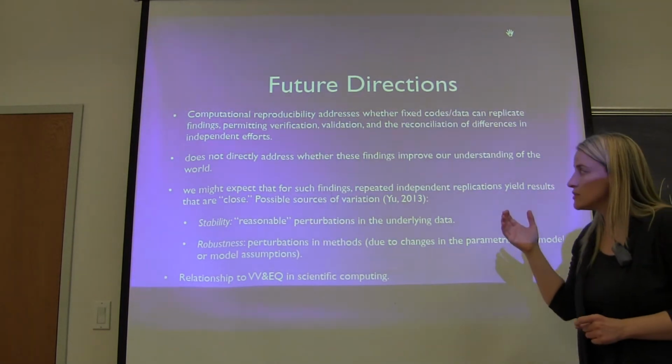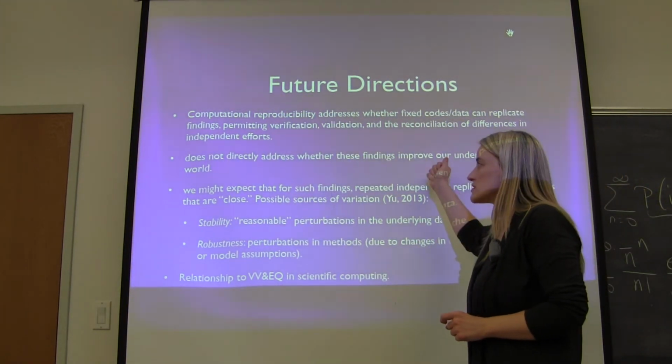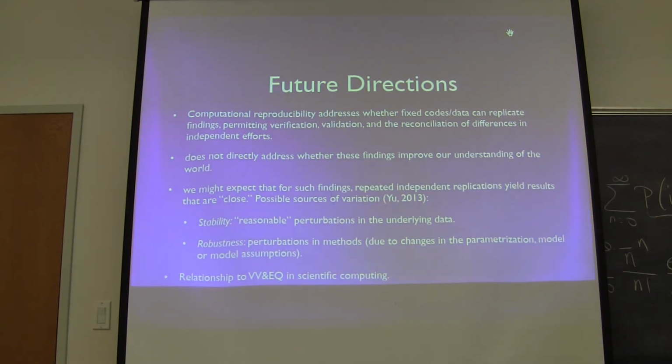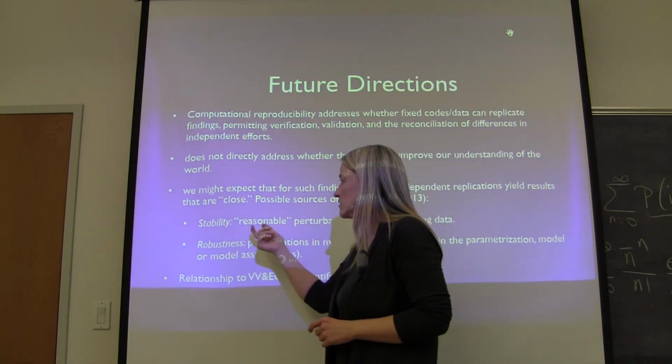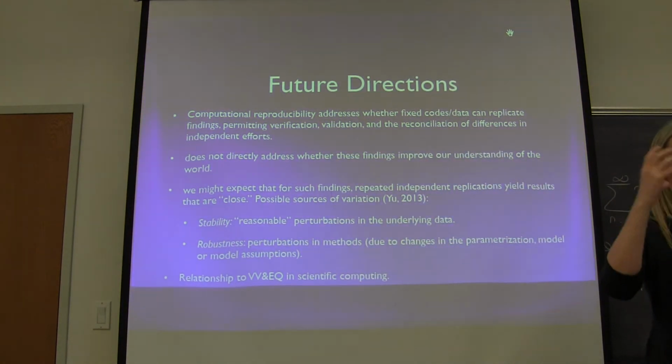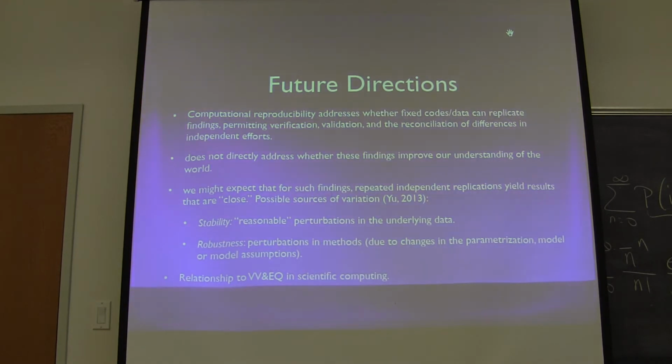So what I'd like to do is push on this a little further. This is the next stage, I think, in my research. We would expect that for findings like this, these independent repeated replications would come out similarly, right? So among possible sources of variation, you may see perturbations in the underlying data, which would cause changes in your final estimated value. So you would naturally expect perturbations in independent repeated samples, repeated draws of the data.